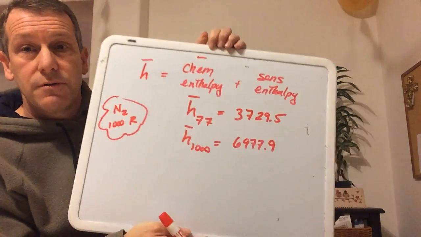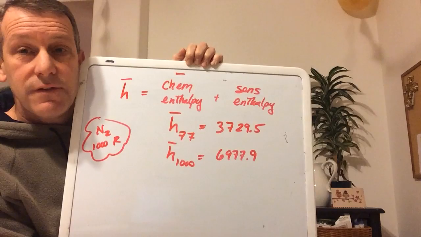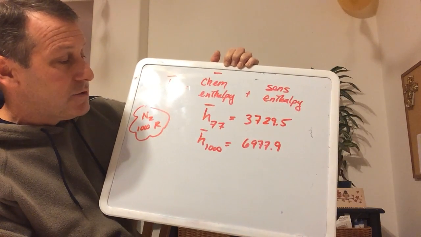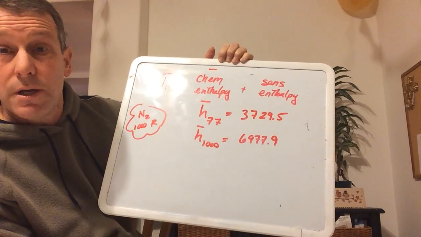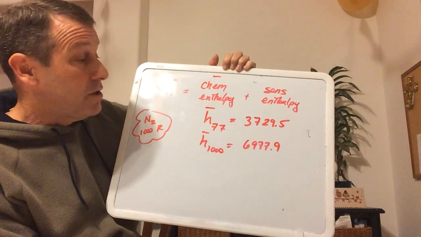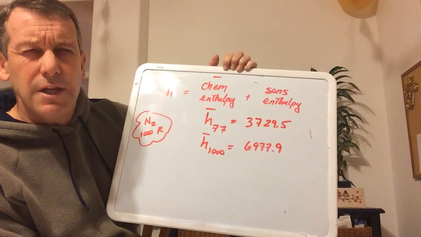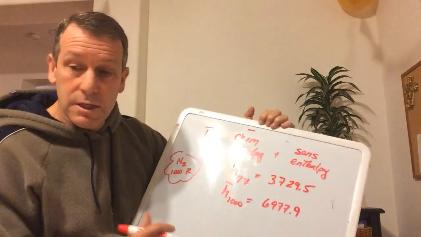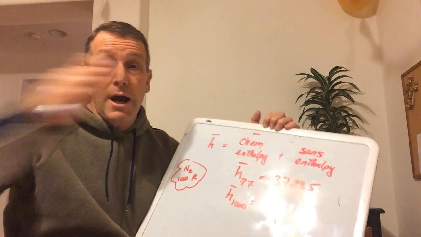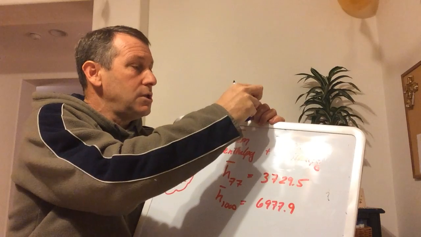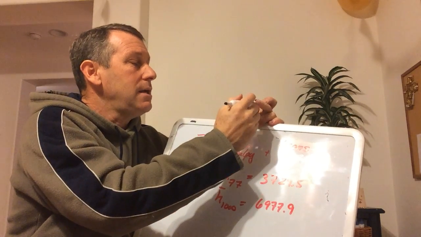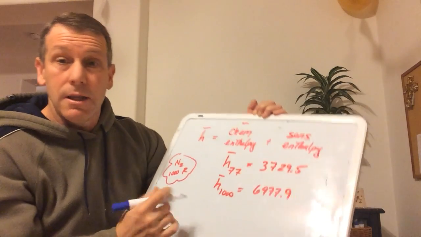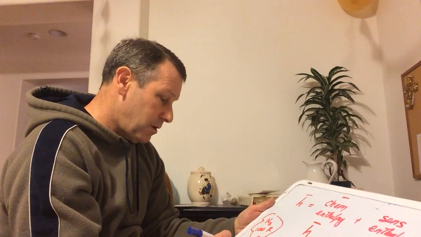And there's the numbers right there. At 77, we've got 3729.5, and at 1,000, it's 6977.9. Now these are not the chemical energy. Those are the energies due to temperature. All right, so let's try to finish it off. To figure out what value we're going to use for 1,000 Rankine nitrogen coming out of a combustion chamber, let me write something down and get that up there for you.